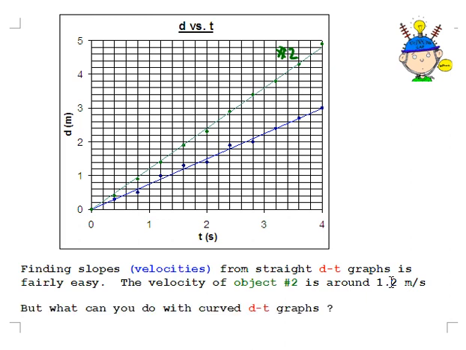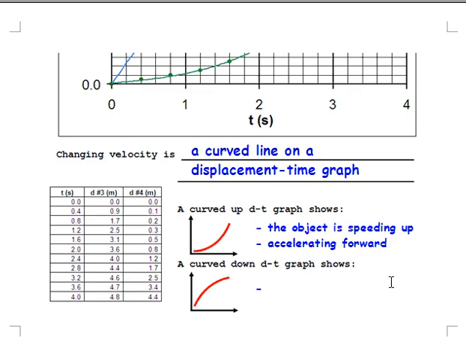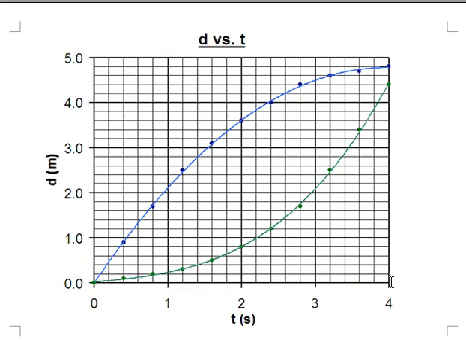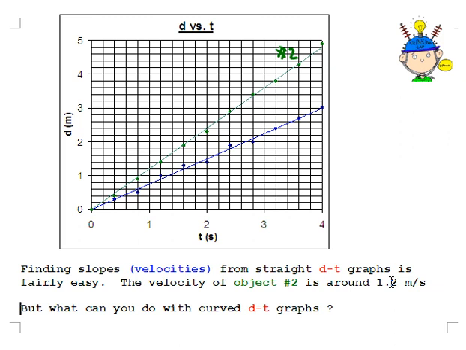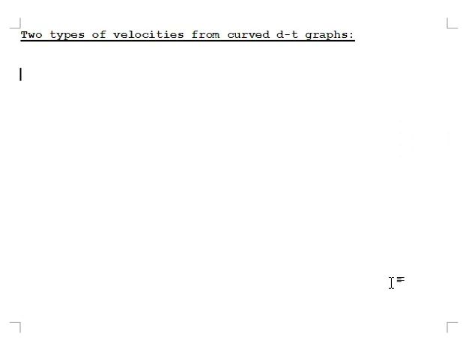The trick is, what do you do with curved lines? What do we do with lines like that? It doesn't really make sense to talk about the slope of the line because the slope of the line is changing all the time. So what we do is we don't just talk about velocity for curved lines, we talk about two special types of velocity.